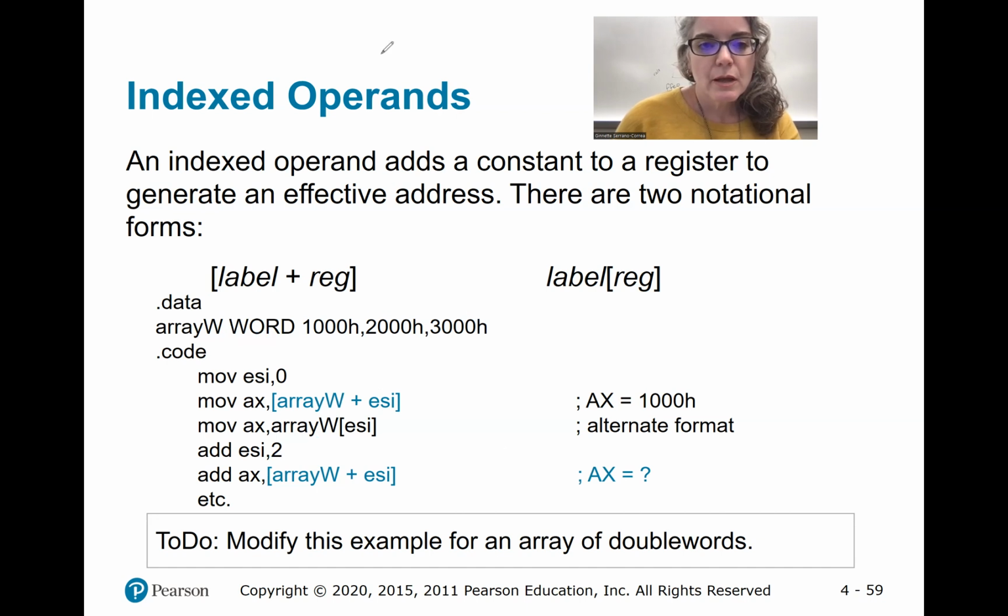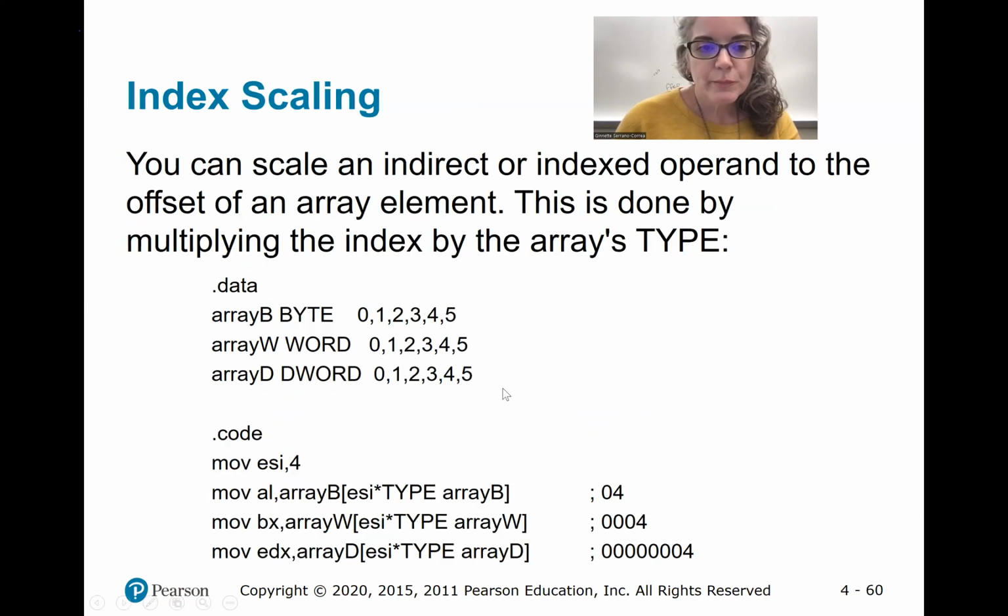Clear on that one. And then let's go back to the mouse. Index scaling. You can scale an indirect or indexed operand to the offset of an array element. This is done by multiplying the index by the array's type. Kind of did this a little bit before. So here we're moving 4 into ESI. I'm going to get my pen again. Okay, so ESI has 4.